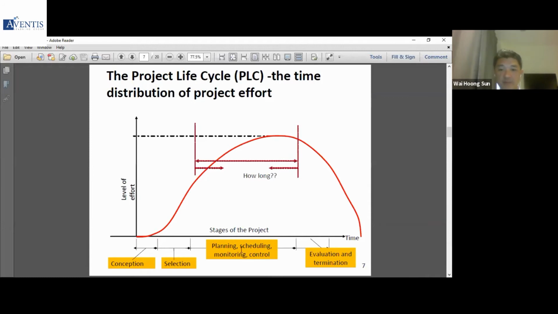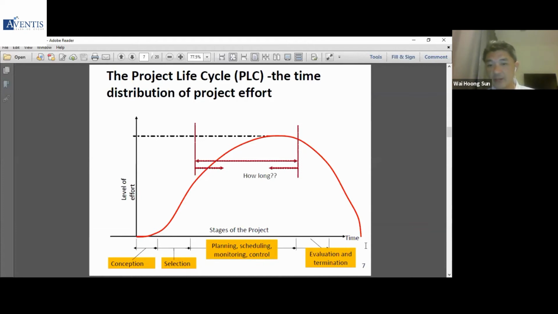To plan, implement, and to monitor the project. So monitoring and control, these are special words in project management, which means that you monitor the progress of the project, and then control. So control means in a project that if a project has overrun its schedule, how do you bring it back on schedule? And if it has overrun its budget, how do you bring it back on budget? So planning, scheduling, monitoring, and control.